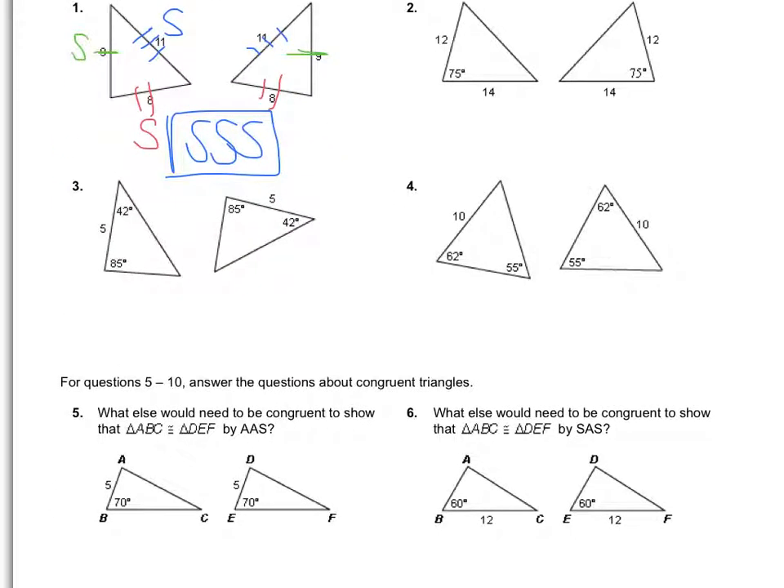Number 3, I have an angle of 42. I have an angle of 85. And I have a side of 5. So this is true by the angle-side-angle postulate.